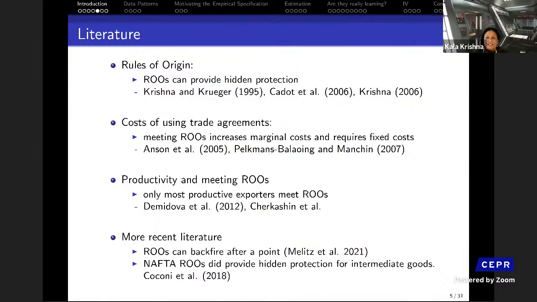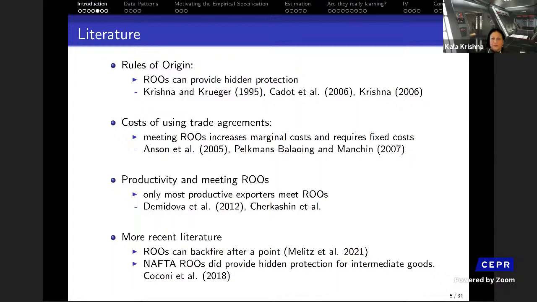So this is what the earlier work, some of it by me, pointed out. And I was fortunate to work with Anne Krueger on early work on this. Then there's been work on the cost of using these trade agreements. And it's agreed that this is the right way to model it, that there are increasing marginal costs and there are some fixed costs in here.